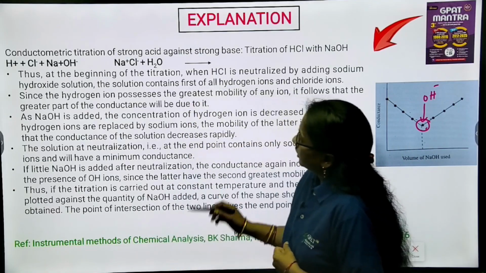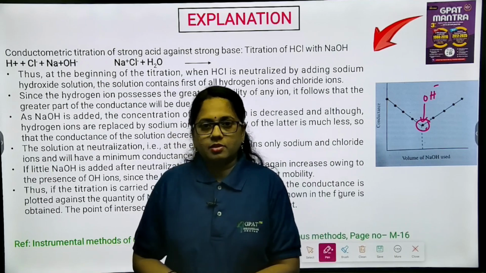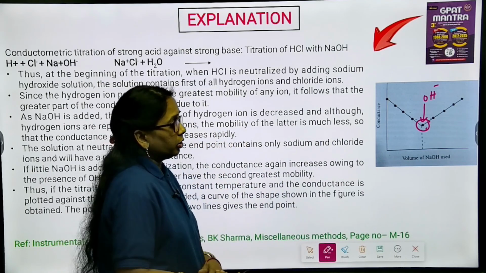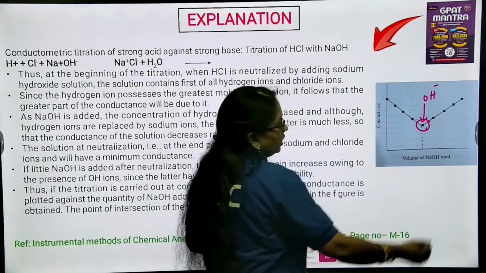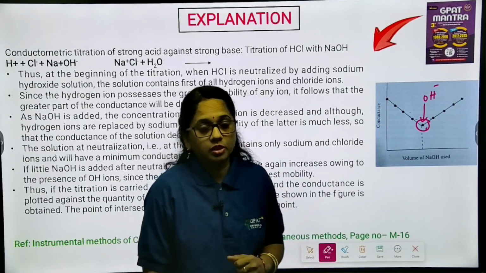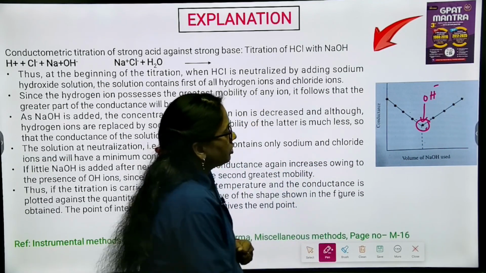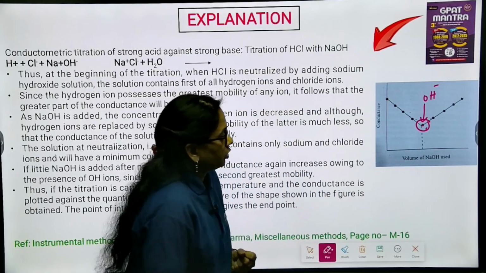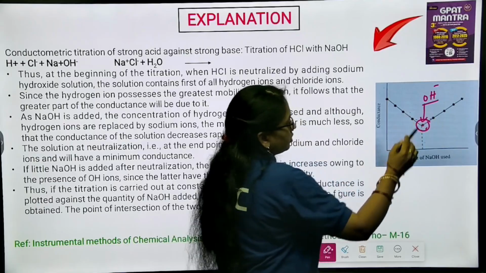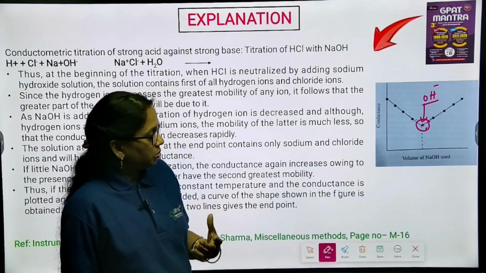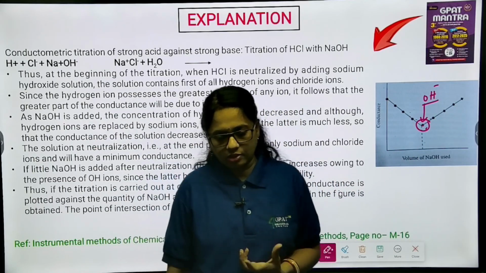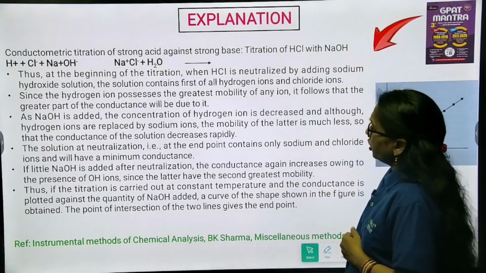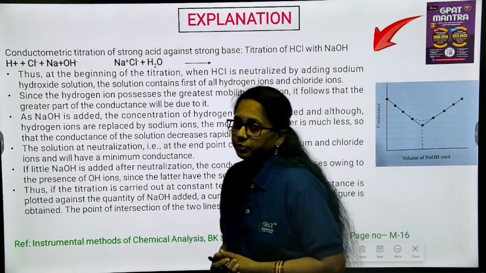So whenever strong bases or strong acids are used as titrants, you are going to see V-shaped titration curves in conductometry. The intersection point we consider as the end point. Definitely, due to the strong bases or strong acids we use, the conductance value will increase.